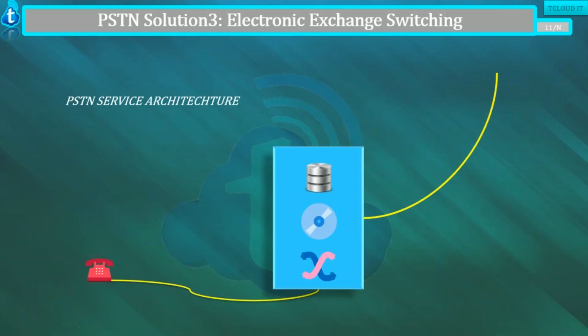Why are we calling it a service architecture? What is the meaning of service? This PSTN, the packet switch telephony network, is a telephone network basically providing some services to the end user. What kind of services? Call services. What services is it providing? It is making connections or calls to the other devices. It is providing us some services.